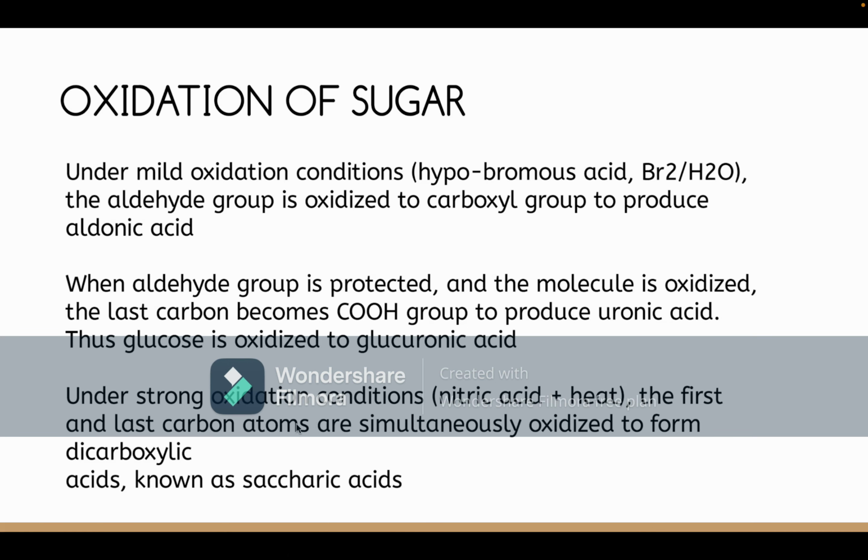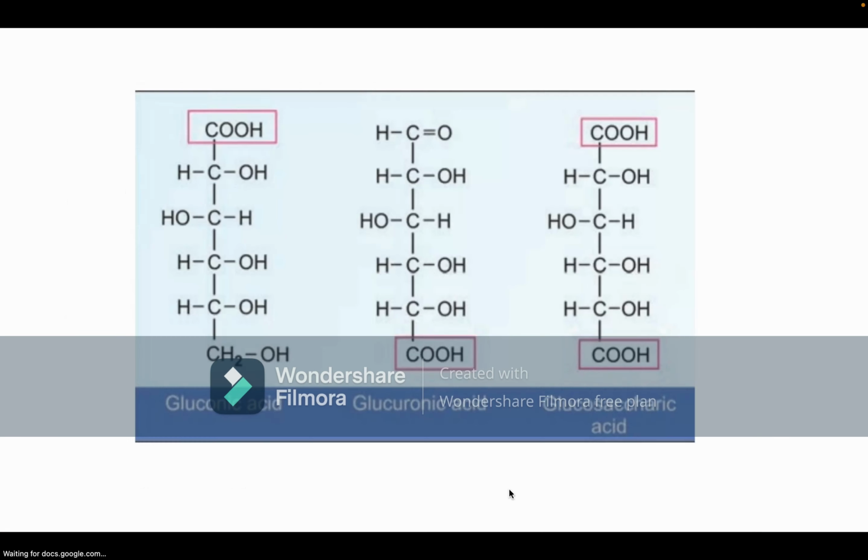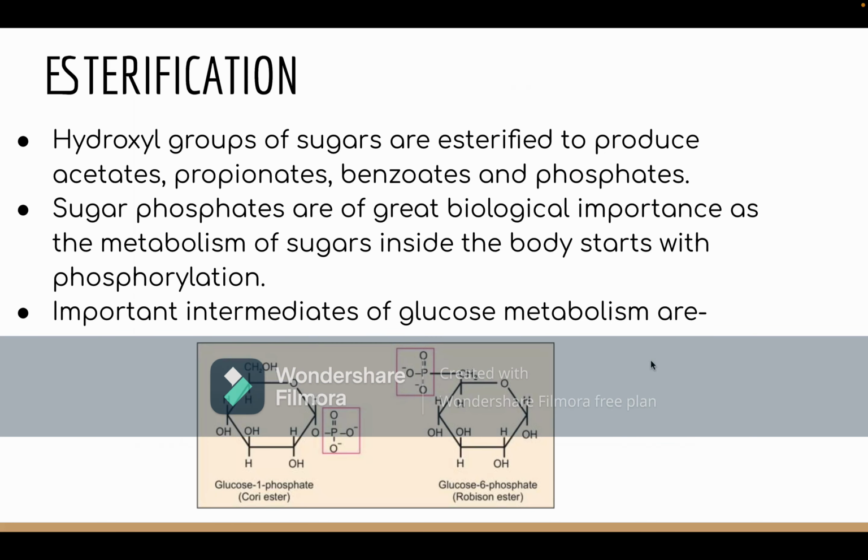And now last, under strong oxidizing conditions, that is nitric acid and heat, the first and last carbons both are simultaneously oxidized to form dicarboxylic acids or saccharic acids. So example is glucosaccharic acid, in which both first and last carbons are oxidized.